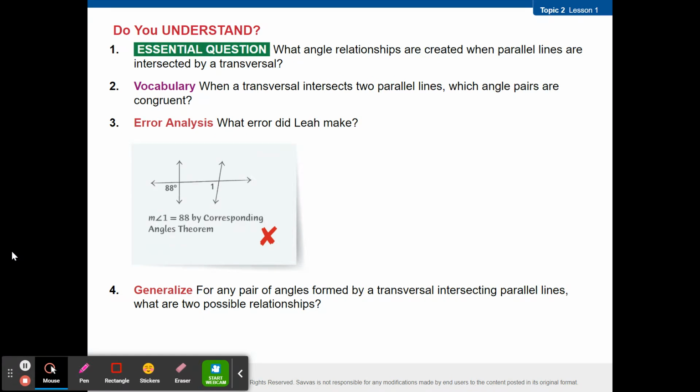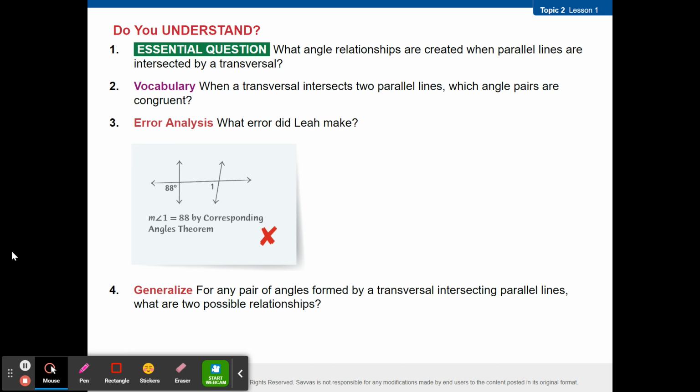All right, how we doing on these? You got like another minute to finish. We're going to go over them. No, this is physically proving the corresponding angles theorem, so that's why we couldn't use corresponding. Does that make sense? All right, let's talk about one.